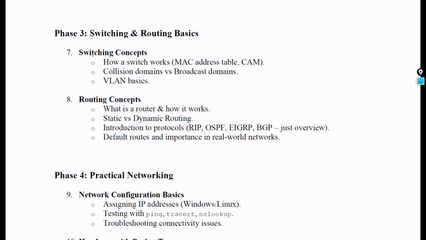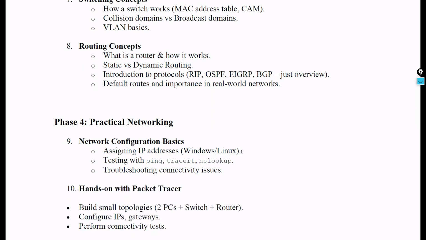Then we'll talk about different types of routing. We'll see about static and dynamic routing. We'll see about different protocols. Okay, so some of them are obsolete, which I'll just tell you that yes, this is obsolete and we'll not cover that part. And we will jump on to the actual things that are being used. Default routes and then the importance of the routing part in the real world.